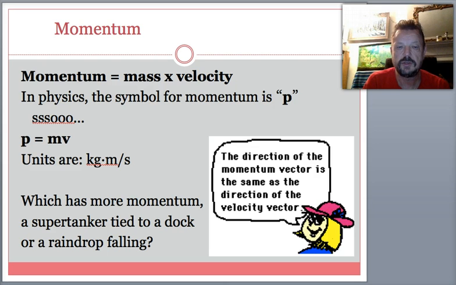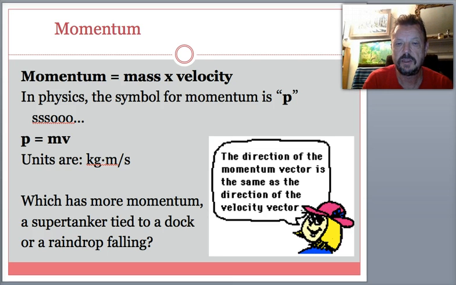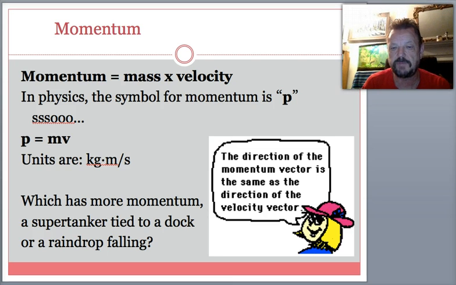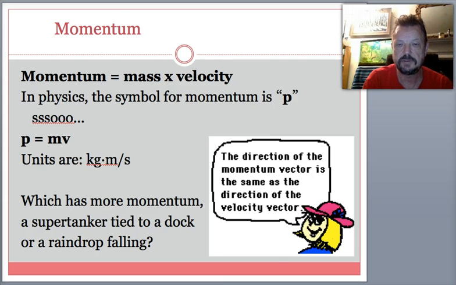Very quick question. Which has more momentum, a supertanker tied to a dock or a raindrop falling? Since the raindrop falling has motion and the supertanker does not, the correct answer would be the raindrop falling. Keep in mind the direction of the momentum vector is the same as the direction of the velocity vector.